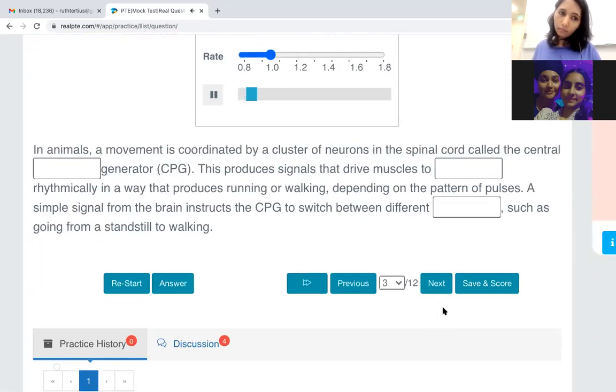Animals. In animals, movement is coordinated by a cluster of neurons in the spinal cord called the central pattern generator, CPG. It produces signals that drive muscles to contract rhythmically in a way that produces running or walking, depending on the pattern of pulses. A simple signal from the brain instructs the CPG to switch between different modes, such as going from a standstill to walking.